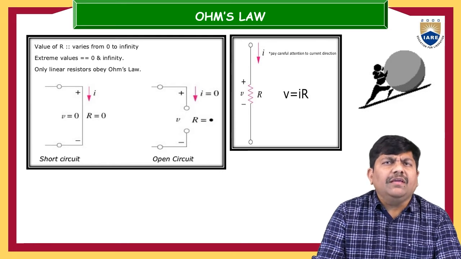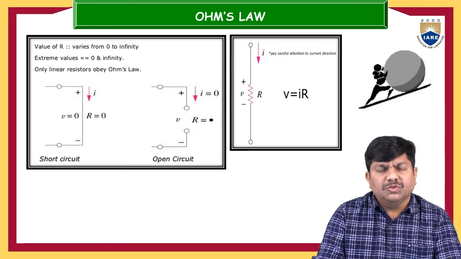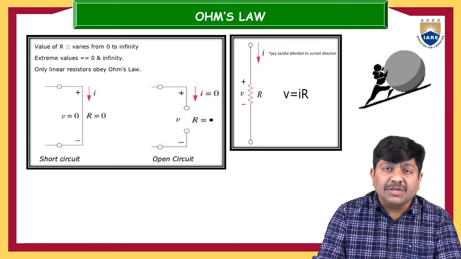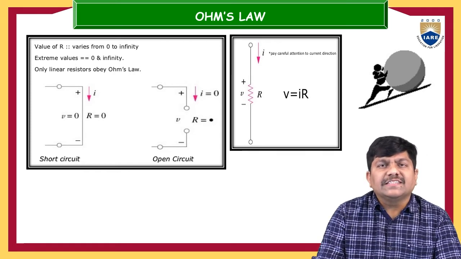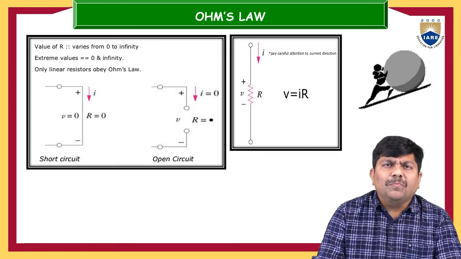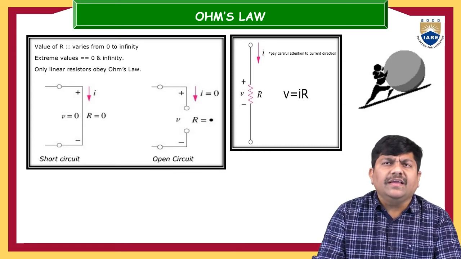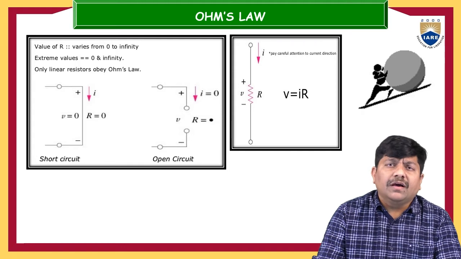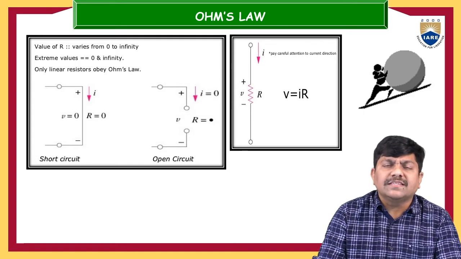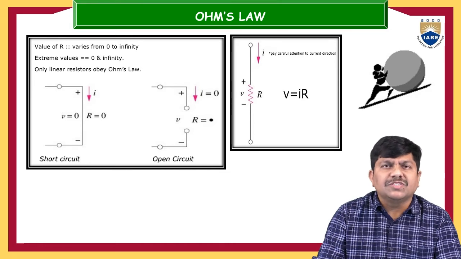So extremely, R is equal to 0. So the minimum value of the resistance may be 0 or the maximum value of the resistance may be infinity. So practically, is resistance equal to 0 physically feasible, or resistance equal to infinity? What do you mean by resistance is equal to infinity? Resistance is equal to 0.